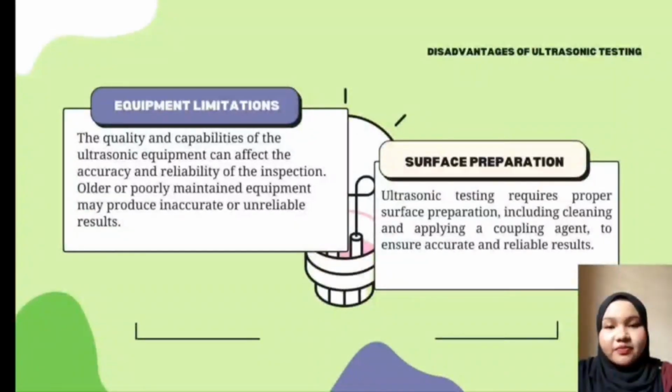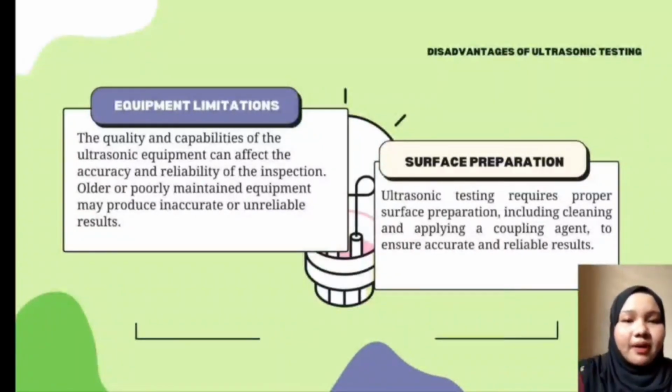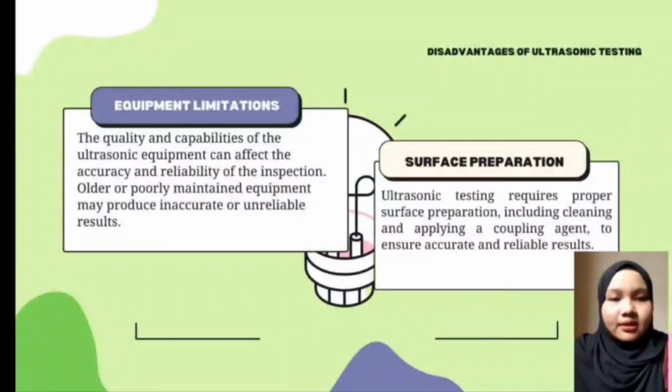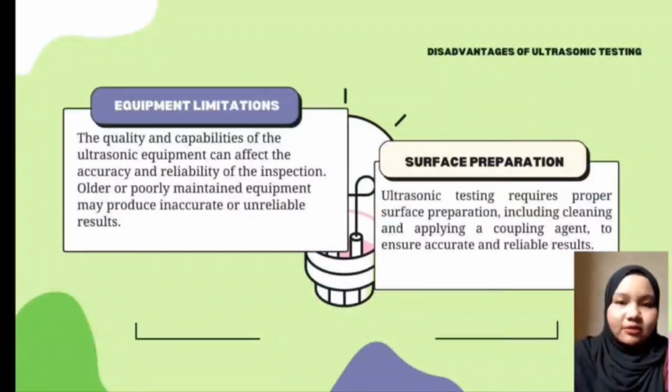Next is surface preparation. Ultrasonic testing requires proper surface preparation, including cleaning and applying a coupling agent to ensure accurate and reliable results. Parts that are rough, irregular in shape, very small or thin, or not homogeneous are difficult to inspect. It is because the surface must be prepared by cleaning and removing loose scale and paint, and even paint that is properly bonded to a surface needs to be removed.